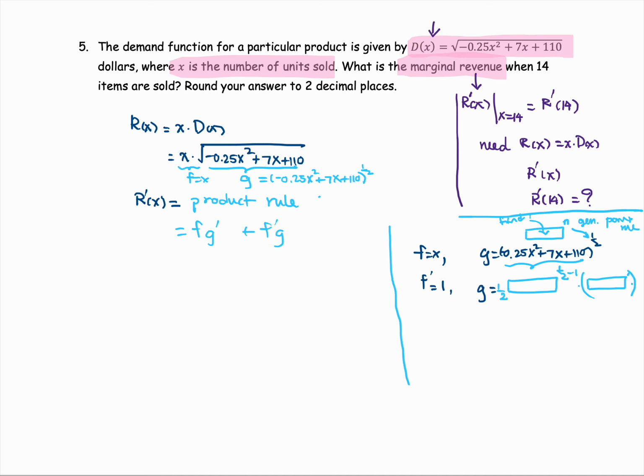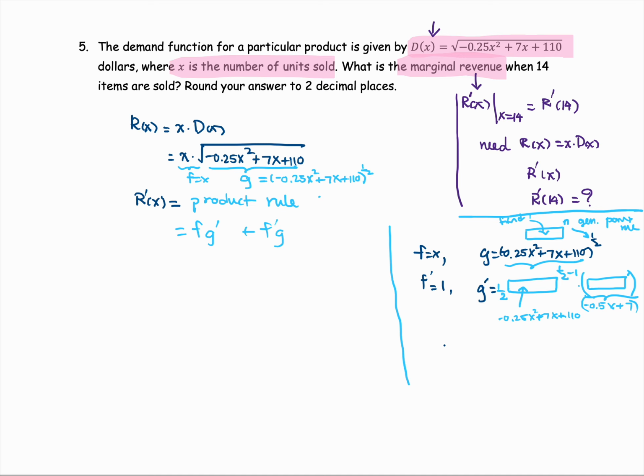Okay, derivative of this box. So what we can fill in the box here, we're going to fill in with negative 0.25 x squared plus 7x plus 110, where the derivative is going to be the derivative of this expression. That means we're going to get negative 0.5 times x plus 7 quantity. Okay. Now put them together and get everything ready to go.